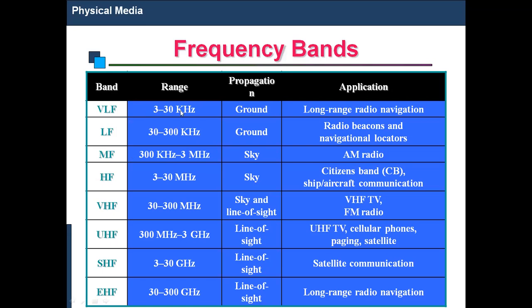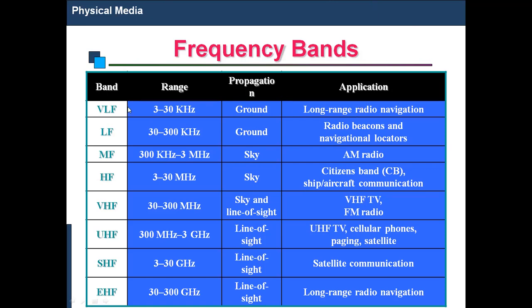That is, the frequency used for VLF is 3 to 300 kilohertz, and for EHF it is 30 to 300 gigahertz. Whenever the band increases, the frequency used also increases, and the propagation is ground, sky, and line of sight. You know line of sight, a perfect connection between transmitter and receiver without interruption.